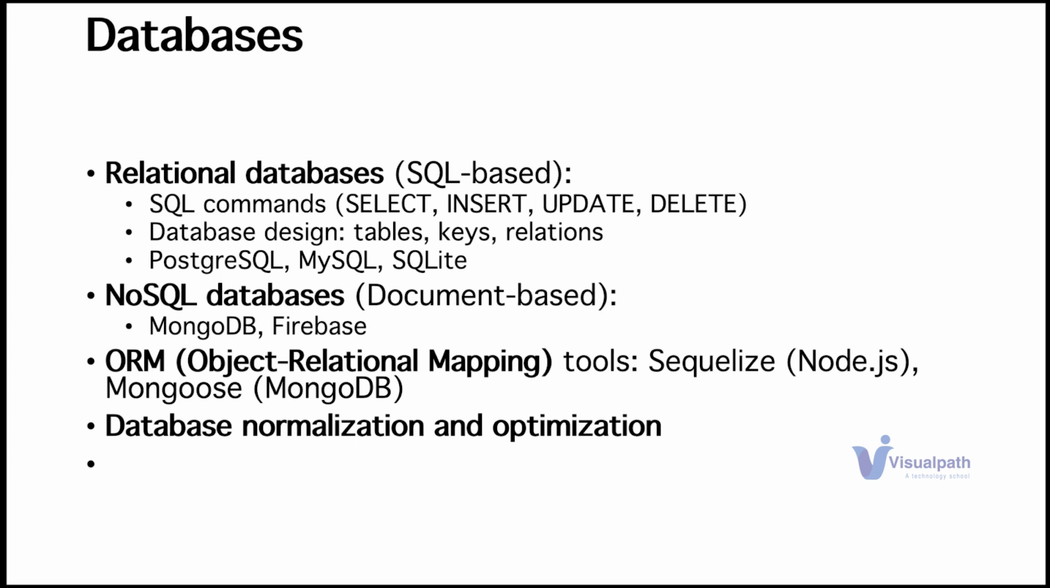When you go to NoSQL, we generally go with MongoDB. And for NoSQL we also use an ORM. An ORM tool like Sequelize is generally used with databases. Instead of writing plain direct insert queries, you can use the Sequelize tool for writing the insert queries. Then you can do database normalization and optimization.